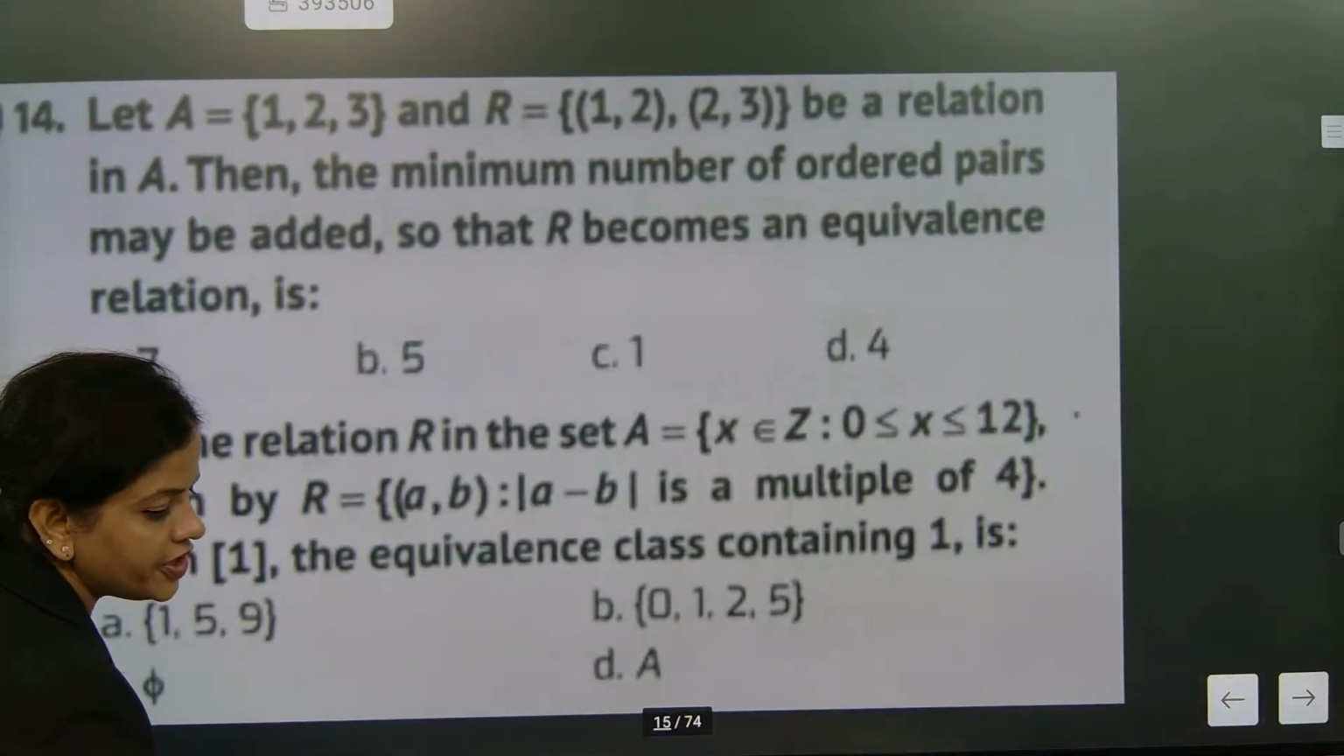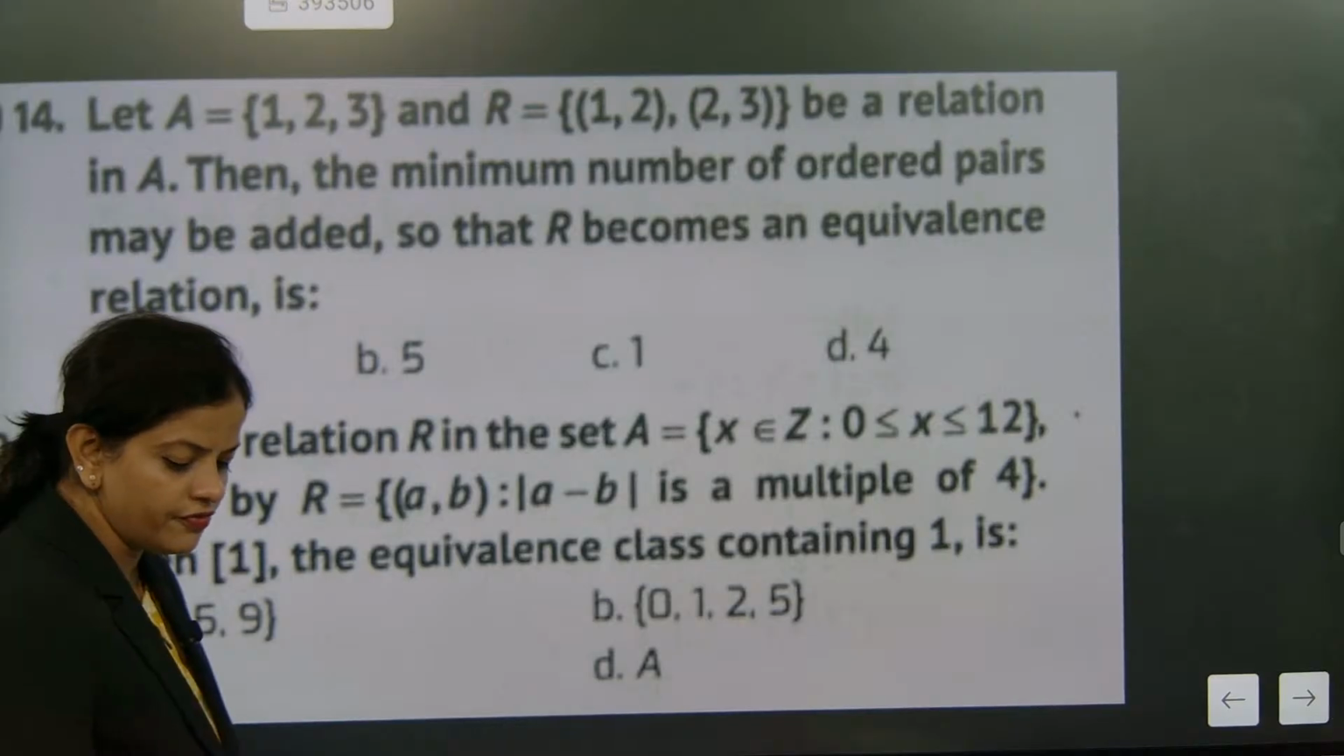Question number 14 and 15, and your time starts now. Do question number 14 and 15 together.